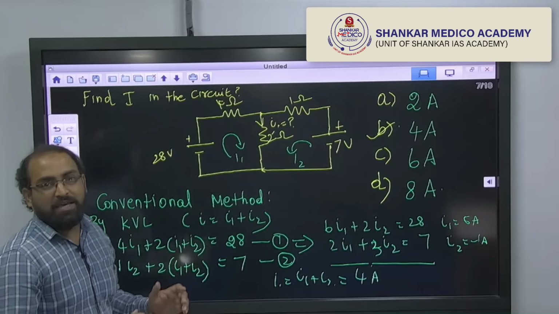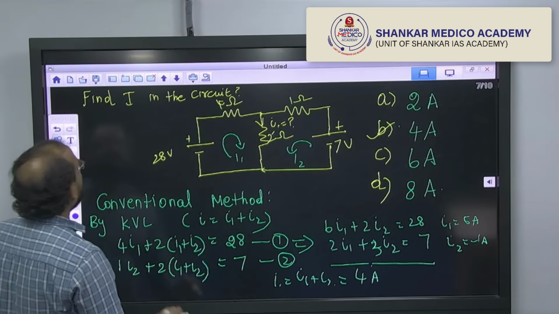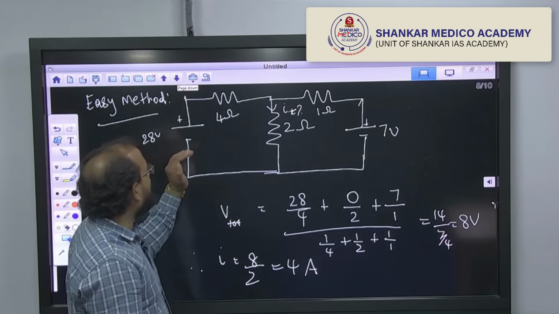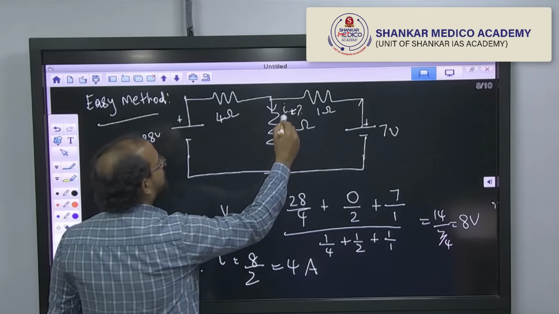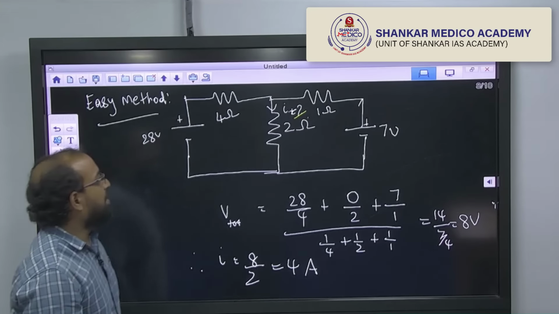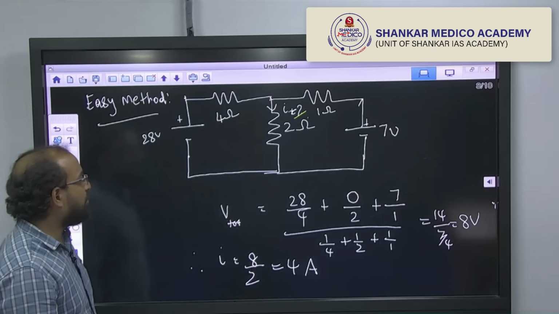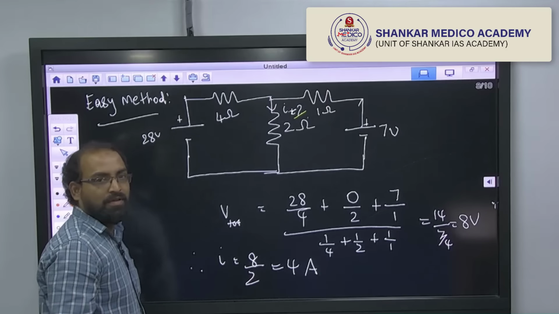Now let us see how we can easily get the answer by a shortcut trick within a fraction of a second. Let's see the same circuit: 28 volt, 7 volt, 4 ohm, 1 ohm, 2 ohm. They ask you to find this current. Instead of using Kirchhoff's voltage law and all, I will go for basic Ohm's law. So I am going to find the total voltage of this circuit.